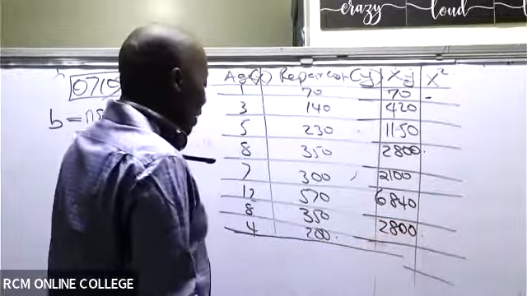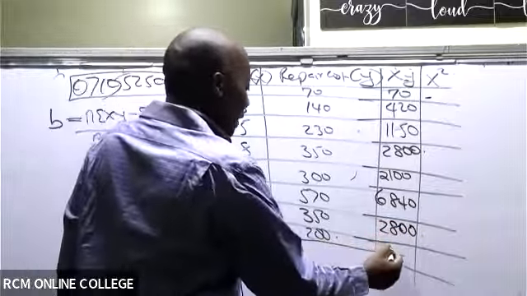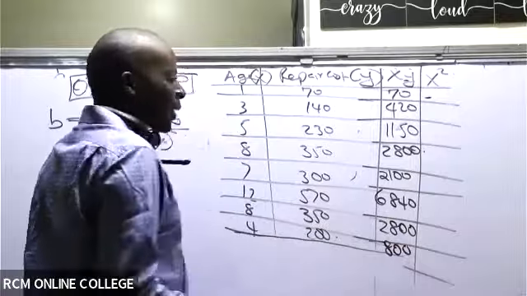So Sarah gives me 2,800. And then lastly, we have 4 times 200. This gives me 800. 4 times 200 is 800.